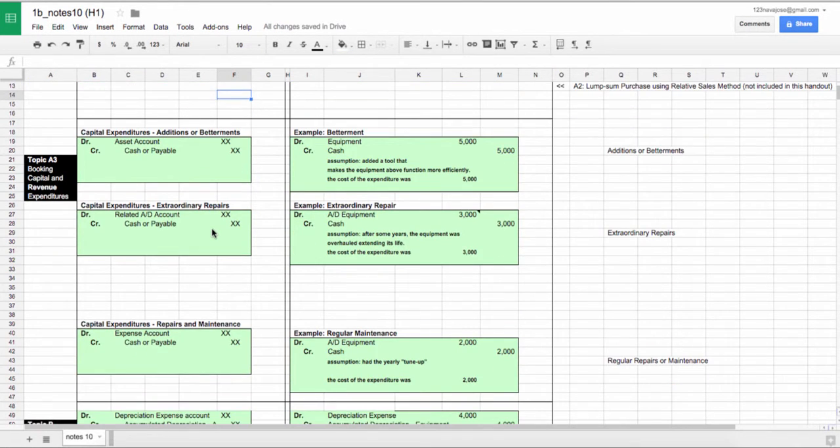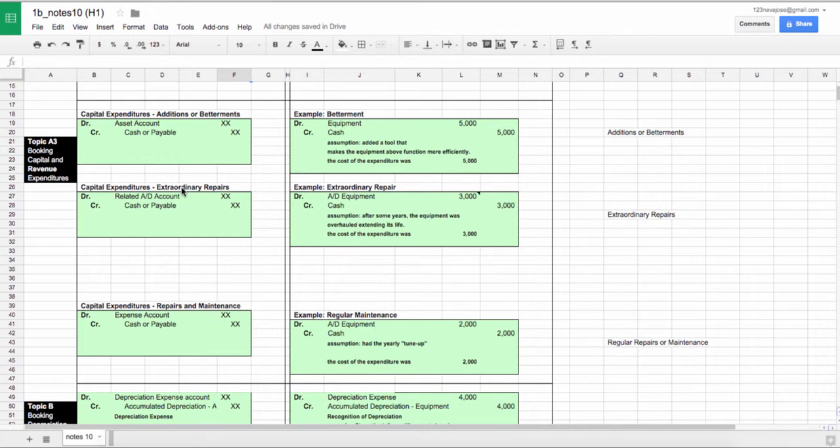Then in terms of capital expenditures, you know that there will be some expenditures that you incur for certain assets after you initially place them in service. So the question is, how do you treat them? It depends on the purpose of that expenditure. If you're going to be adding capacity to the original asset or making the asset better, more efficient, improving it somehow, then you're going to be adding it to an asset account, if it's actually an addition or betterment, and you're going to hit either cash or a payable again.